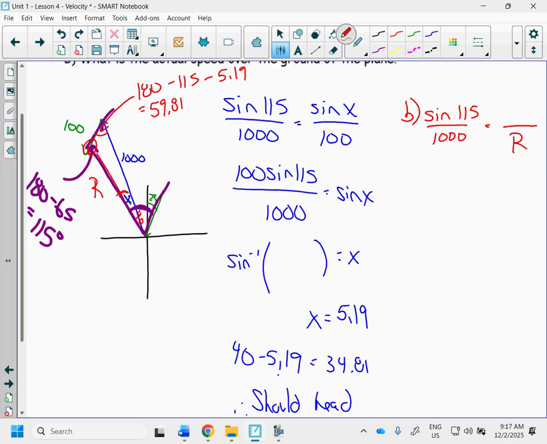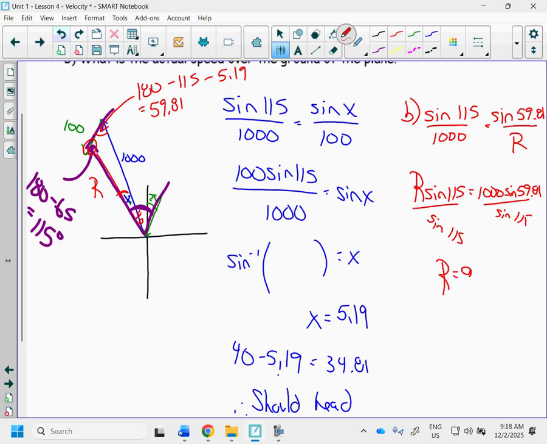59.81. So we're going to do the sine of 59.81. Just a cross multiplying question again. We want r by itself, so we got to divide by sine 115. Sine 115, and r is, I got 953.72 kilometers per hour.